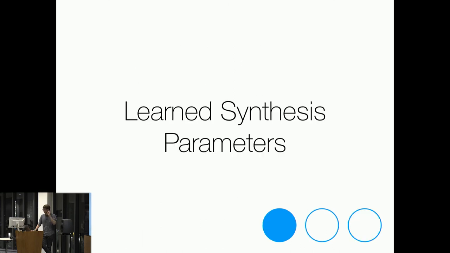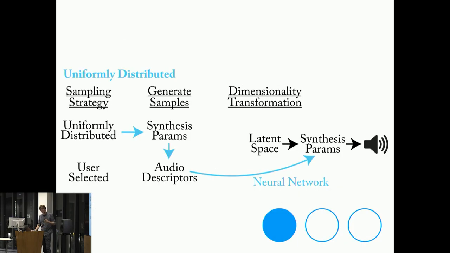Okay, one more thing to show you. As I was building this machine learning synthesis parameters and audio descriptor model, I realized what I should probably do is find all of the synthesis parameters that I can in a uniform distribution of the parameter space, find the audio descriptors for that parameter space, and then train a neural network to learn to predict the synthesis parameters given the audio descriptors.